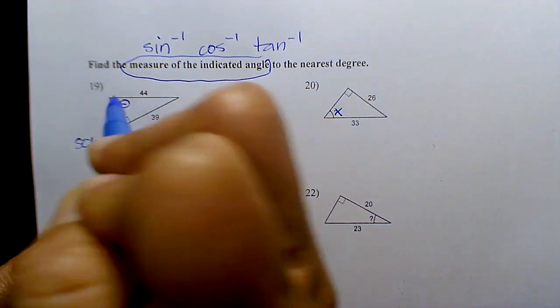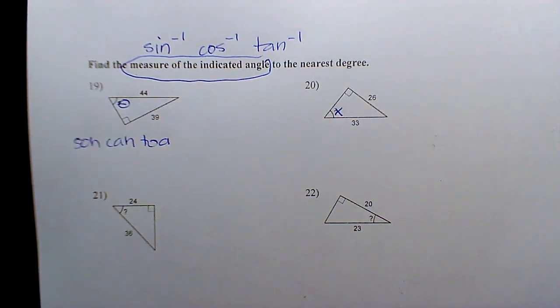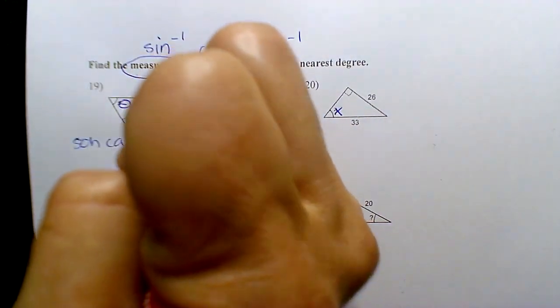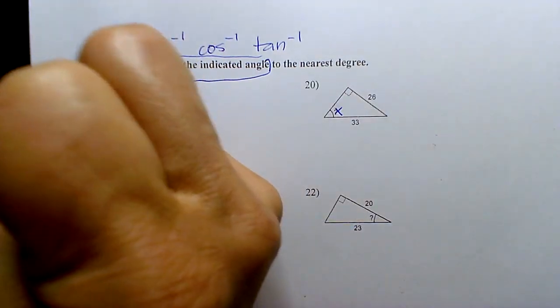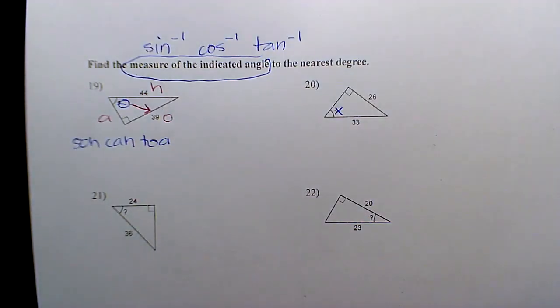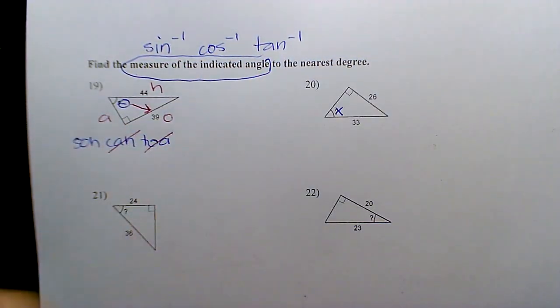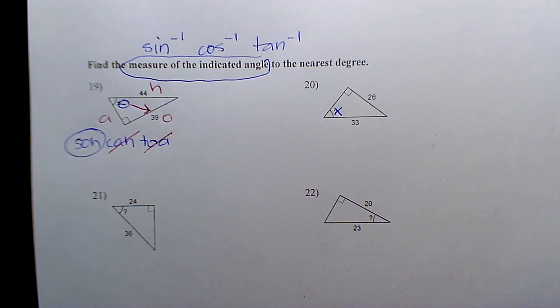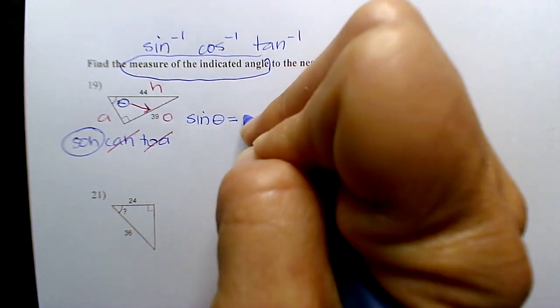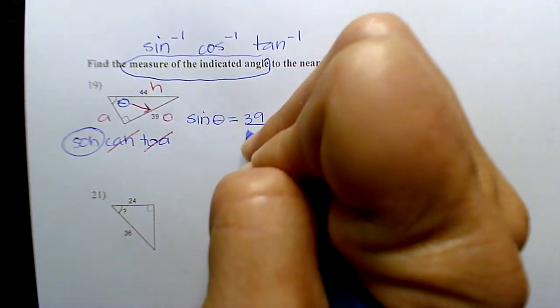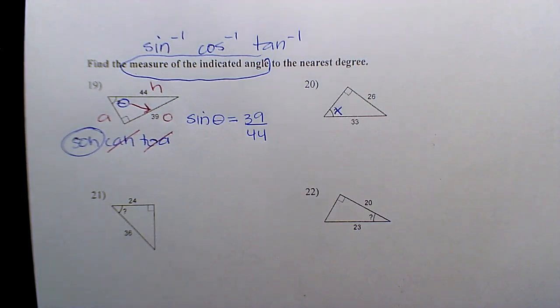SOHCAHTOA. If this is my angle, O-A-H, this is my opposite, this is my adjacent, and this is my hypotenuse. Okay, which side is blank? The A, right? The adjacent doesn't have a label, a value or a variable. So that means cosine and tangent are out, and so sine is the winner. So now sine of theta is equal to O, 39, over H, 44.